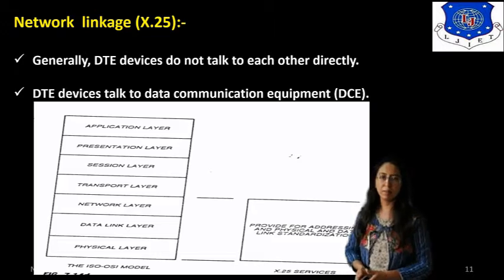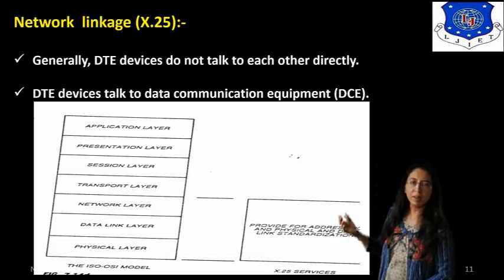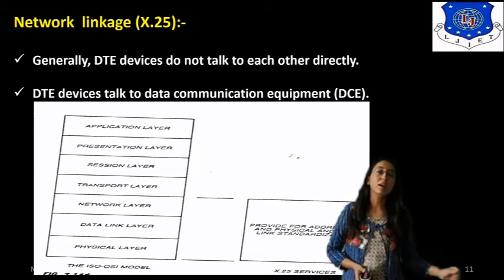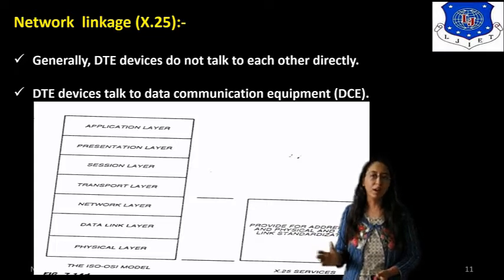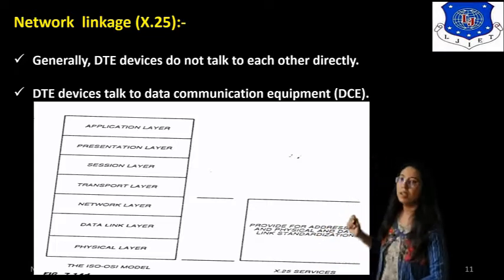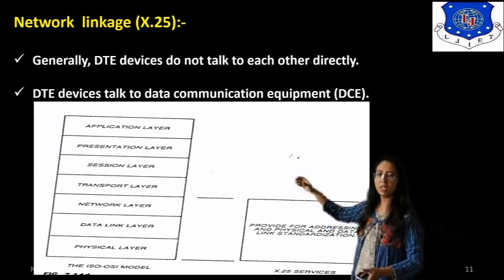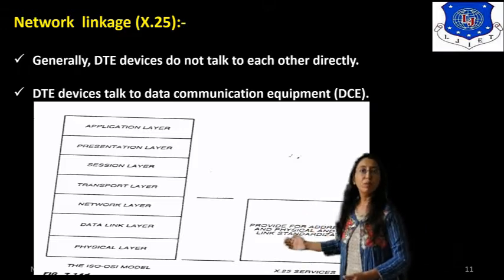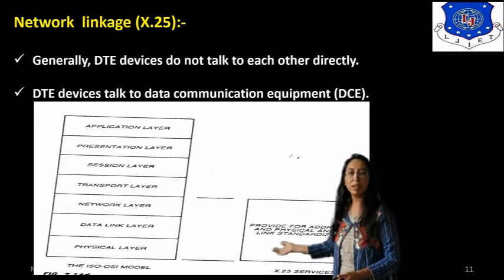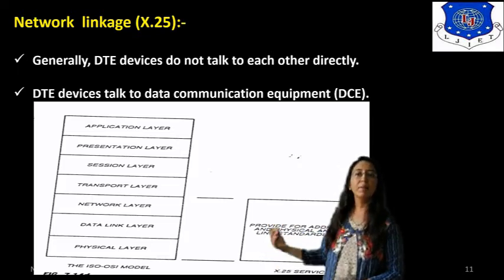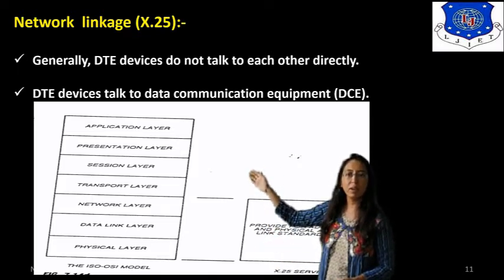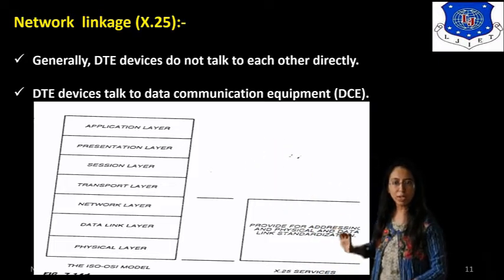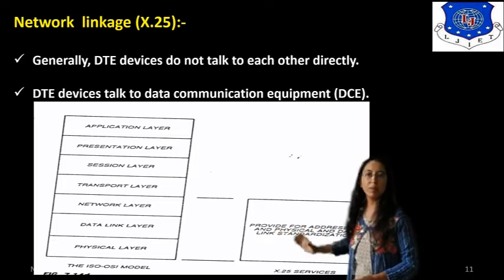Here you can see in network linkage, generally DTE devices do not talk to each other directly. The DTE device talks to data communication equipment. Here you can see the OSI model shown on your screen: first the physical layer, then data link layer, network layer, transport layer, session layer, presentation layer and application layer. So here we communicate with our OSI model.